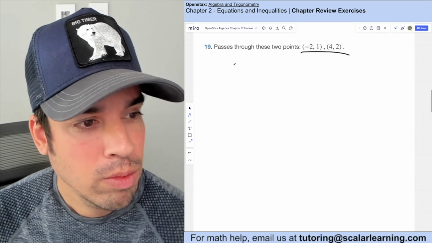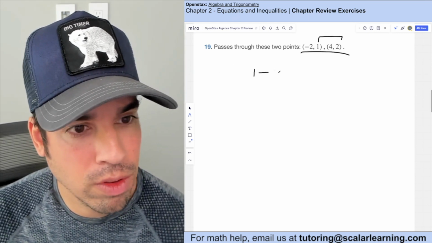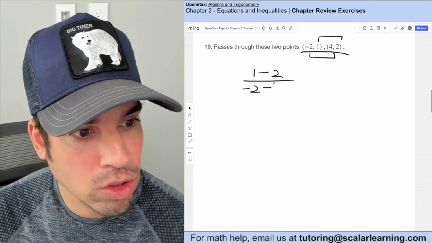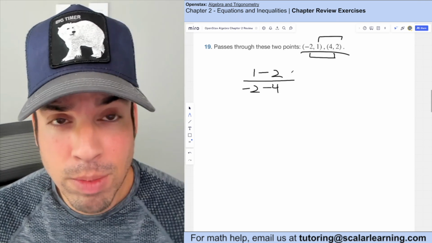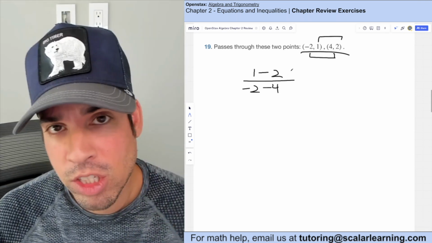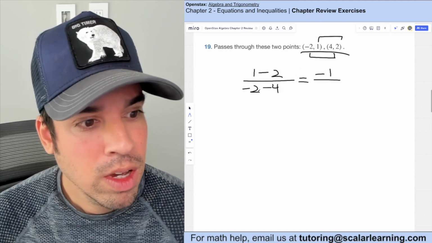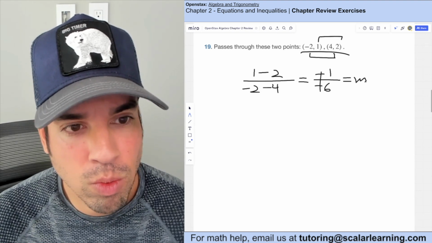Here we're meant to find the equation of the line going through these 2 points in point slope. So first, we got to calculate slope. The way we do that is we take the difference of the y values over the difference of the x values. And notice I'm going in the same order. I'm going left to right, left to right. Has to be consistent. I could go right to left, but we just have to be consistent on the top and bottom. So we get 1 minus 2, which is -1. -2 minus 4 is -6. Negatives cancel out. So we got a slope of 1/6.